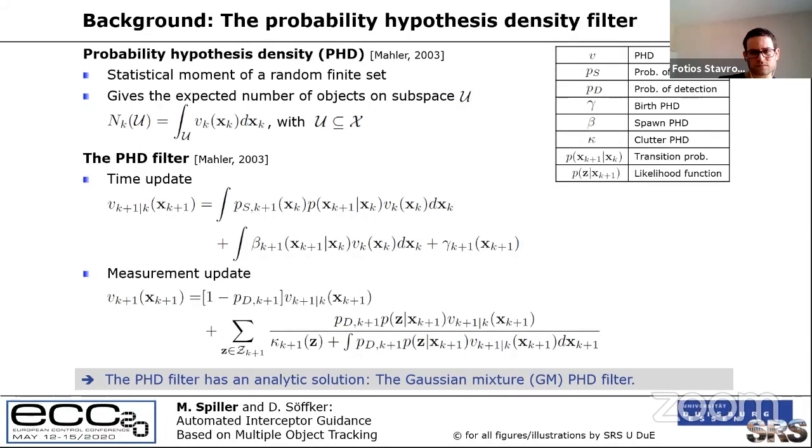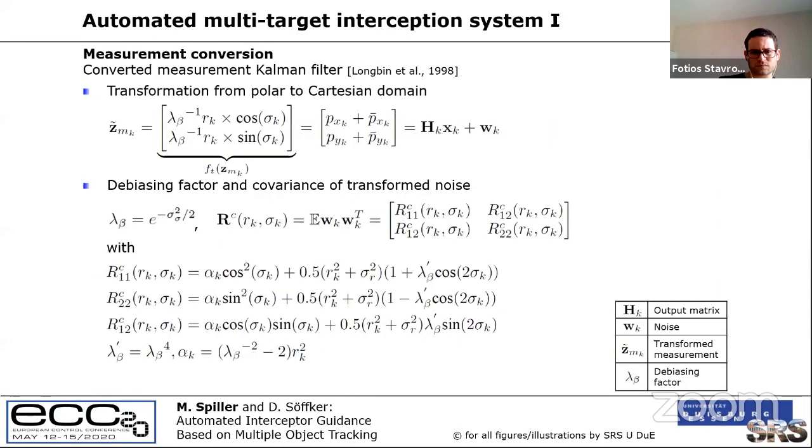The PHD can be propagated through time using the PHD filter derived by Mahler. The PHD filter has an analytic solution if the intensity, so the PHD function, is modeled as a Gaussian mixture. This leads to the Gaussian mixture PHD filter, which is used in this work. In order to apply the Gaussian mixture PHD filter, a linear measurement model is required. To achieve a linear measurement model, the idea of the converted measurement Kalman filter described in this paper is used. Based on the transformation, a linear measurement model can be obtained.